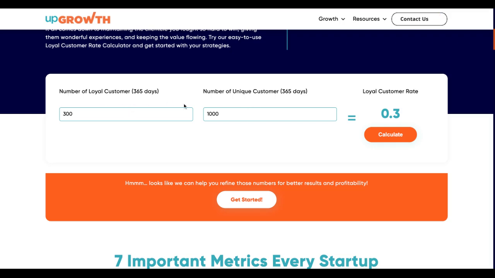So brands actually use this metric to benchmark their performance against their industry leaders. And if their loyalty rates are significantly lower, it might indicate the need for improved customer engagement services. And usually, if a brand has a higher product return rate and low loyal customer rate, it may need to address product quality or customer expectations.